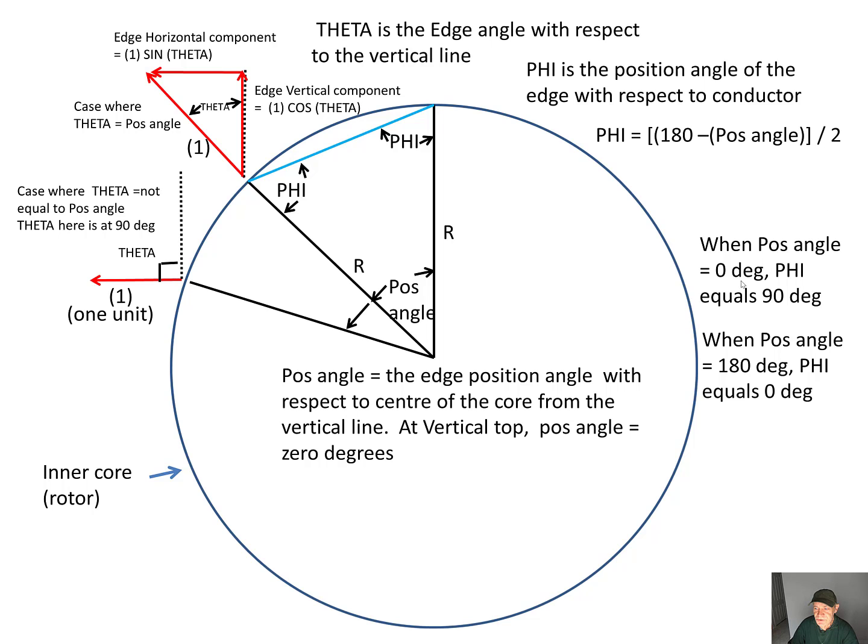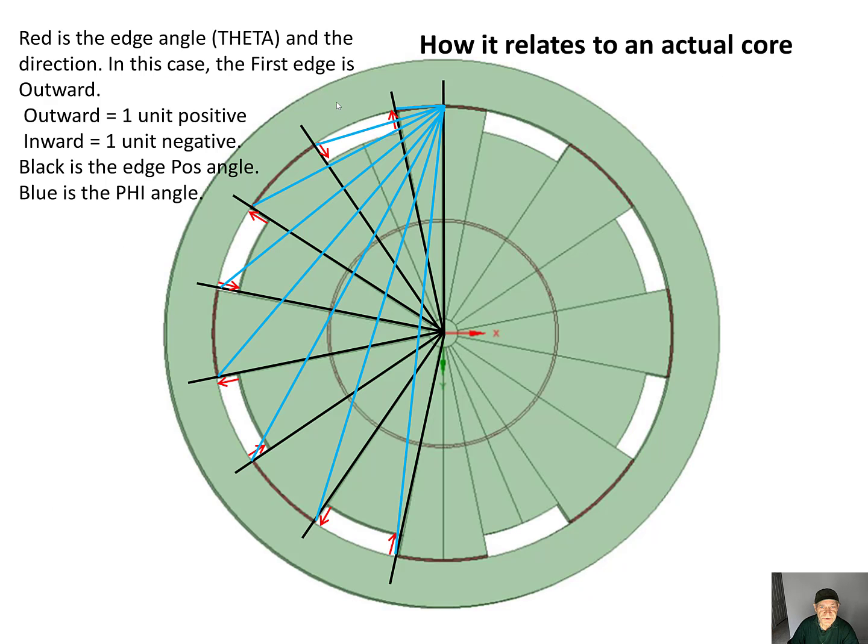When position angle equals 0 degrees, phi equals 90. So when position is at 0, you can see as the position gets closer and closer to 0, the blue line is almost a horizontal line. It's 90 degrees. When the position angle equals 180 degrees, which means all the way down here, the phi is 0 degrees, because the blue line gets closer and closer to the radius. So phi becomes 0 as the position angle approaches 180 degrees. So that's how we look.